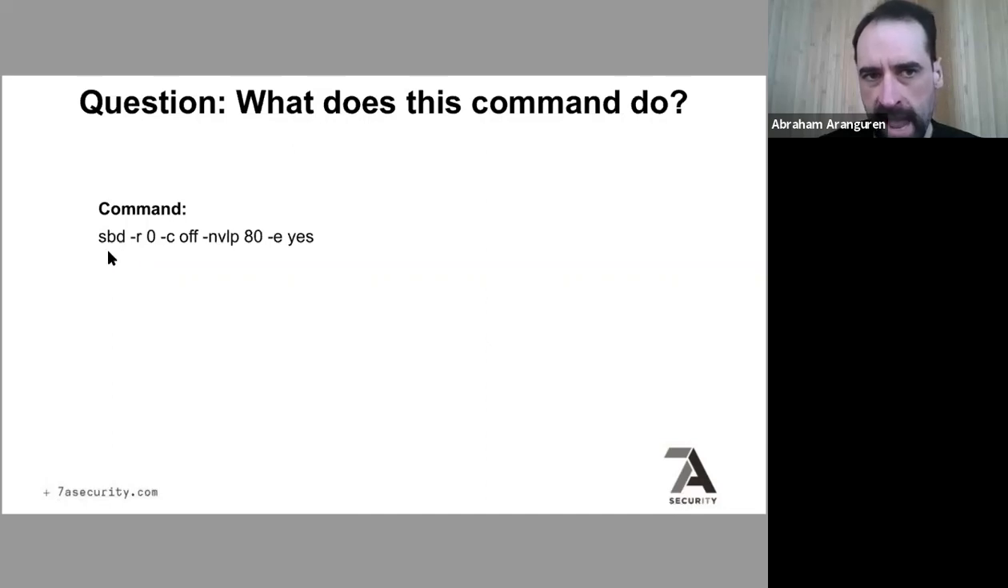What it's doing is, the -R0 means that there's going to be a delay of 0 seconds if the server crashes to be respawned again. Normally if Netcat crashes, you have to start it manually again. In this case, with SBD, you can have this automatic restart. Then -c off means that there's no encryption. And the rest of the parameters are the same as Netcat: -n to avoid DNS resolution, v for verbose, l for listening, and p to listen on TCP ports.